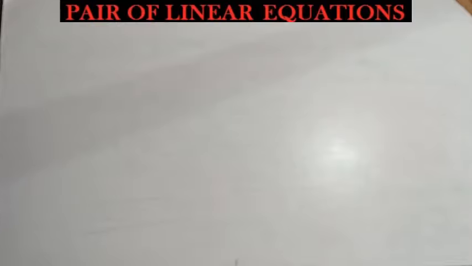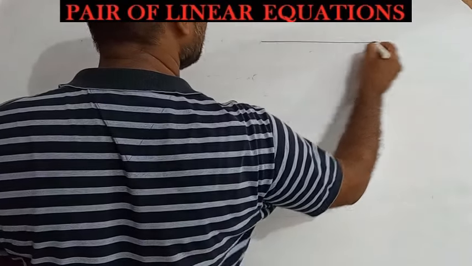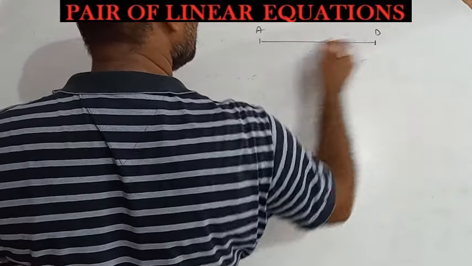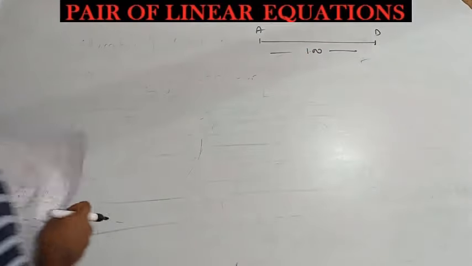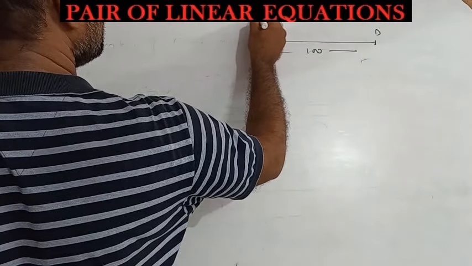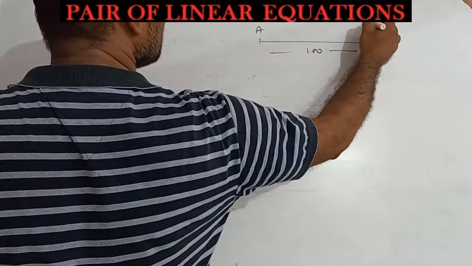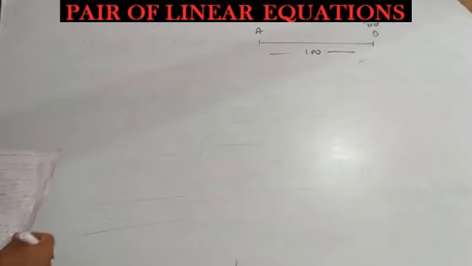Listen students, problem. Places A and B are 100 kilometers apart. One car starts at A and another car starts at B at the same time. The cars travel in the same direction at different speeds. They meet in 5 hours. The speeds of the cars are not given.